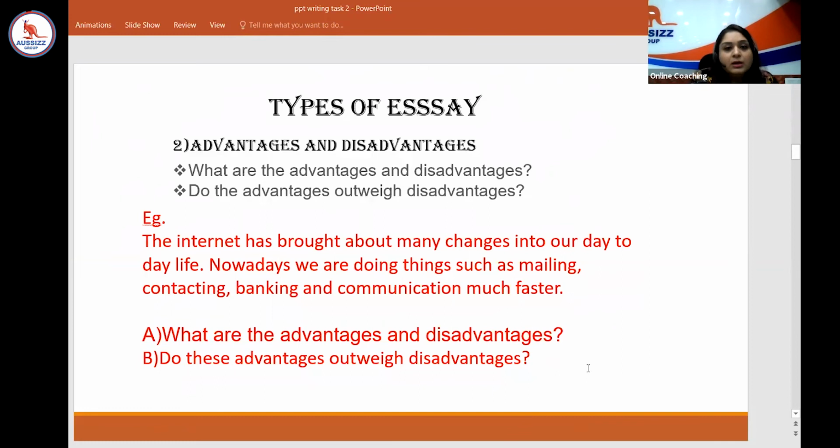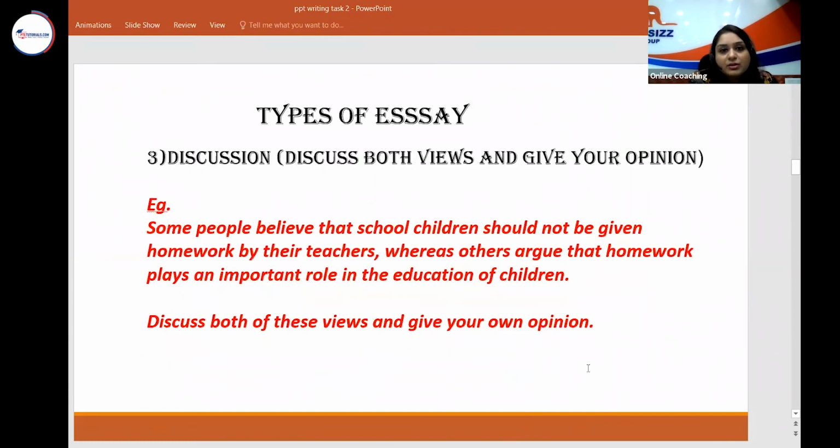Okay. The third type of essay is discussion. It's a very simple and a very good task. That means discuss both views and give your opinion.